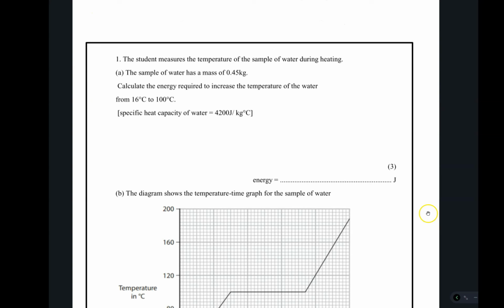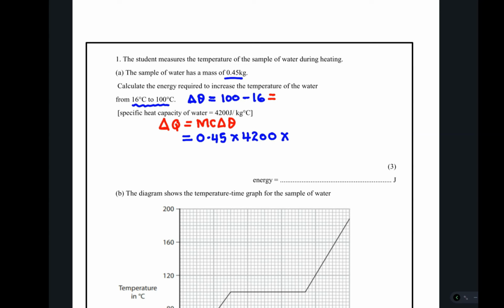The most important formula that you ought to remember is this: change in heat equals mass times specific heat capacity times temperature change. And this change in temperature, change in theta, is usually the final temperature, 100 degrees Celsius, minus 16 degrees Celsius. Our mass is given, specific heat capacity is given, so we need to work out the change in temperature, which in this case is 84 degrees Celsius.